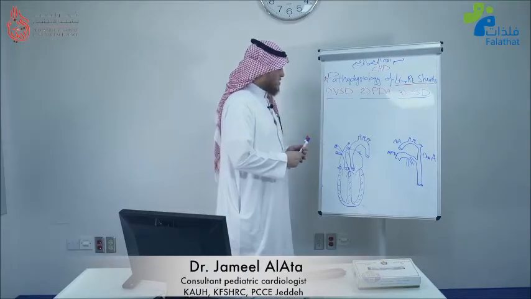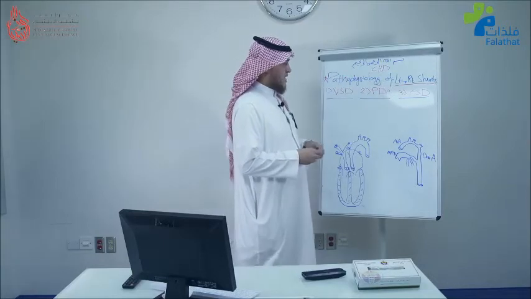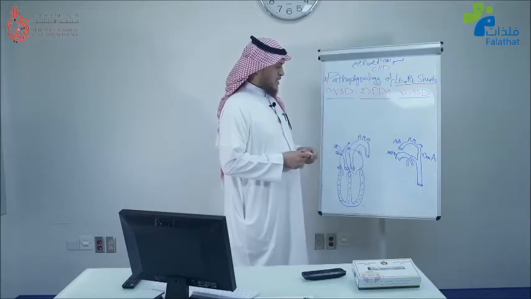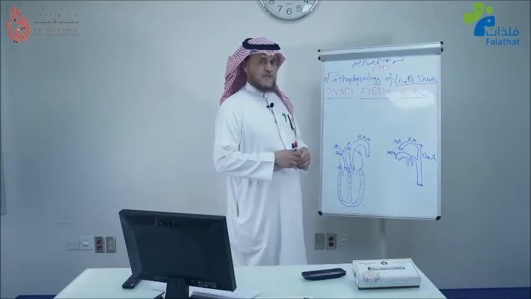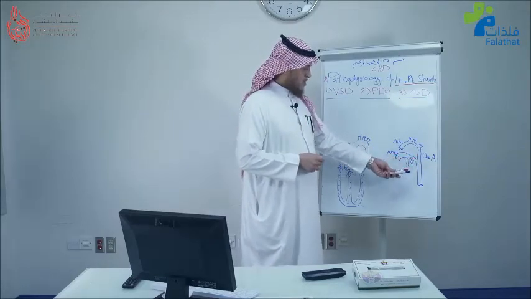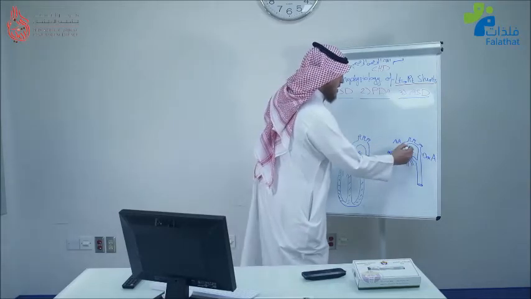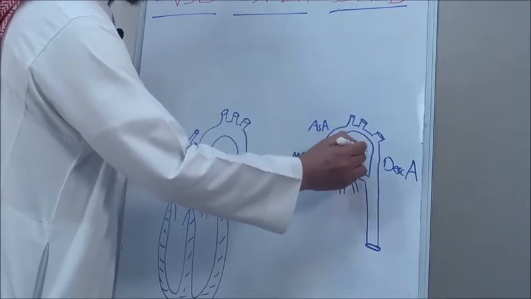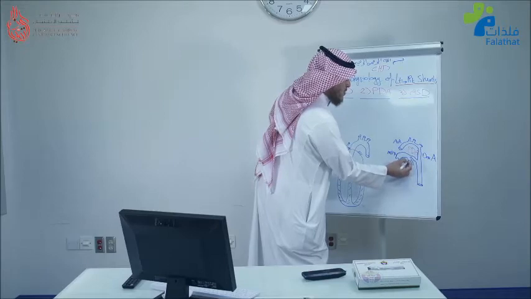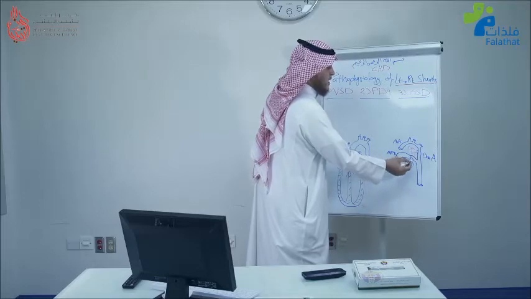So our next topic in the pathophysiology of left to right shunt is actually the patent ductus arteriosus. What is the patent ductus arteriosus? It's the normal arterial connection between the descending aorta, this is it here, the PDA, the normal arterial connection between the descending aorta to the pulmonary artery.